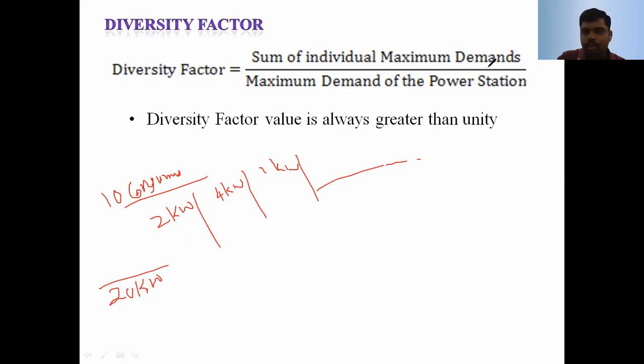That is the sum of individual maximum demands with respect to the maximum demand on the power station. In this example, the maximum demand on the power station is 480 megawatt. The sum of individual maximum demands shows how much the demand is split among individual consumers. And the diversity factor is always greater than unity.